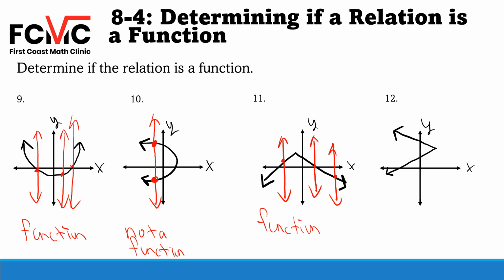Compared to number 12, draw my vertical line to this graph, and it passes through at multiple points, right? Now I'm drawing multiple examples. You only need one example. You only need to be able to draw one vertical line that passes through at multiple points for it to not be a function, okay? So this is not a function.